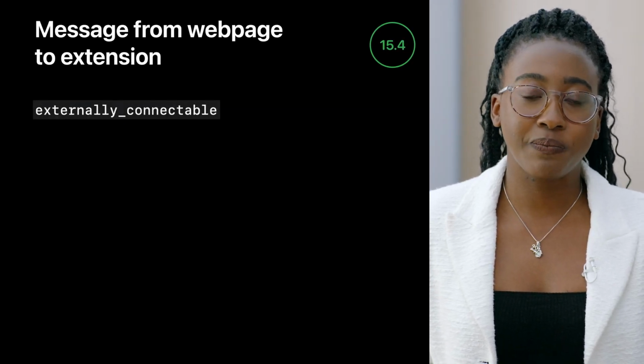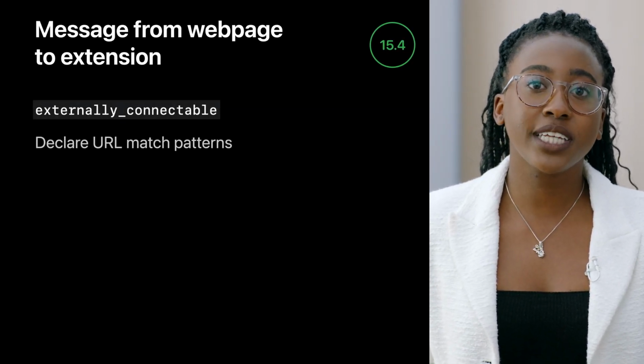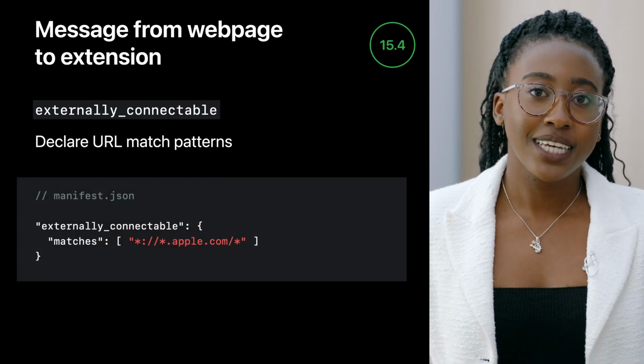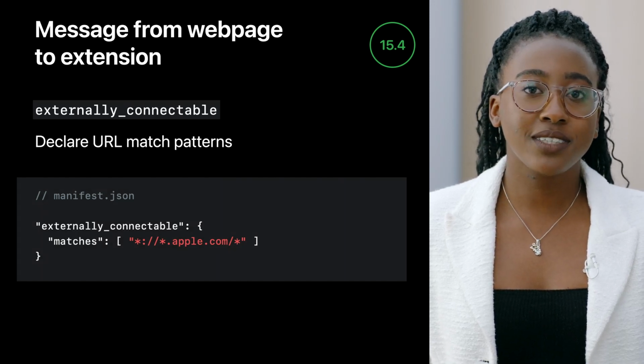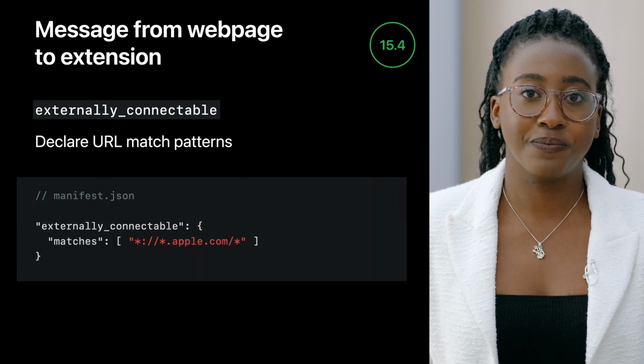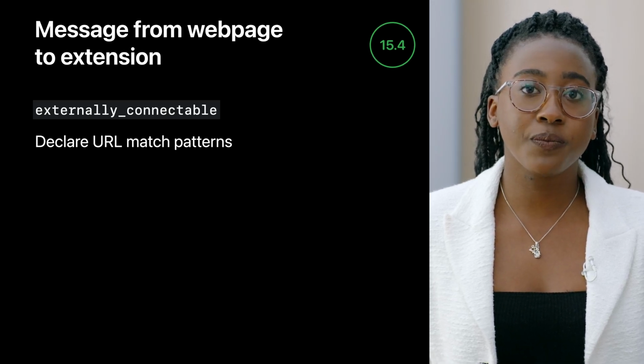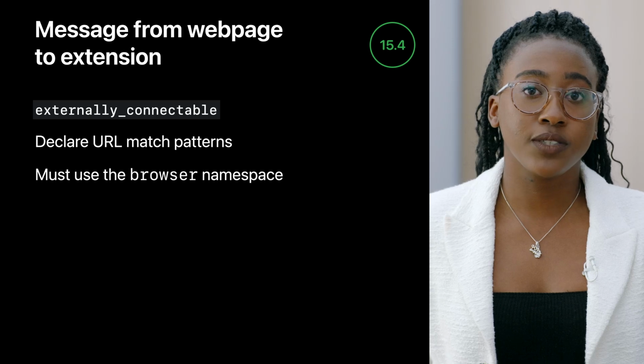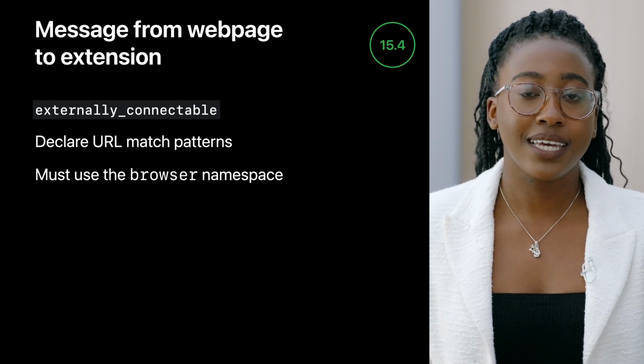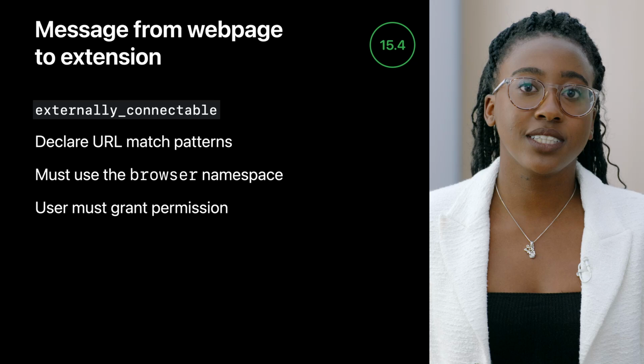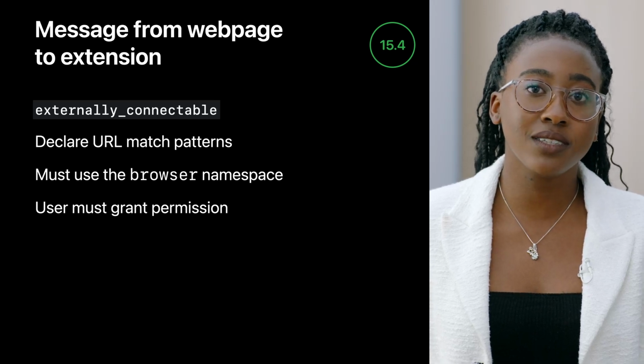Now, let's take a look at how your extension can communicate with the web page. This awesome feature allows websites to create custom behavior if the user has your extension enabled. The API is called Externally Connectable. To use it, you declare match patterns in the manifest. These match patterns determine which pages can communicate with your extension. And an important thing to note is that this feature only works using the browser namespace. And lastly, the user has to grant your extension access to the page before it can send or receive messages.